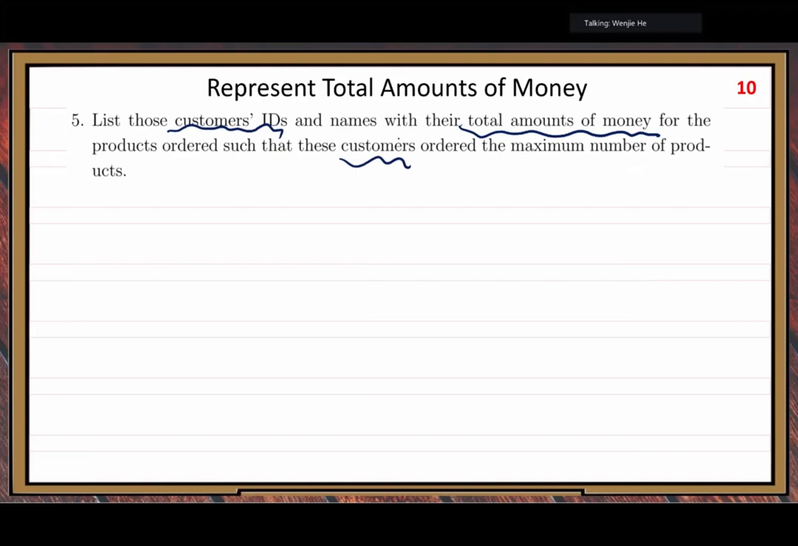Ordered the maximum number of products. Here, 2 different objects, right? The first, amount of money. Money as the first type of object. Second, total number, maximum number of products. Products, a different type of object.